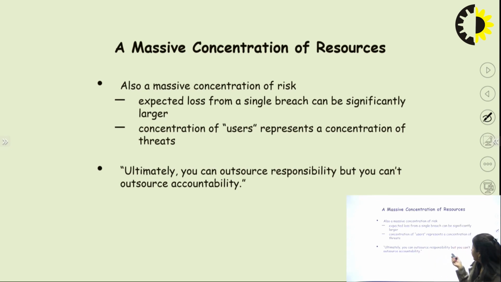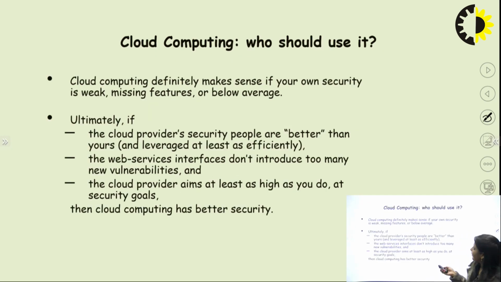Ultimately, you can outsource responsibility, but you can't outsource accountability. It means all the resources that are shared over the cloud must have measured services, and finally we are going to outsource. Actually, we are outsourcing our resource services, but we have to concentrate on resource privacy also. So how can we preserve the privacy?